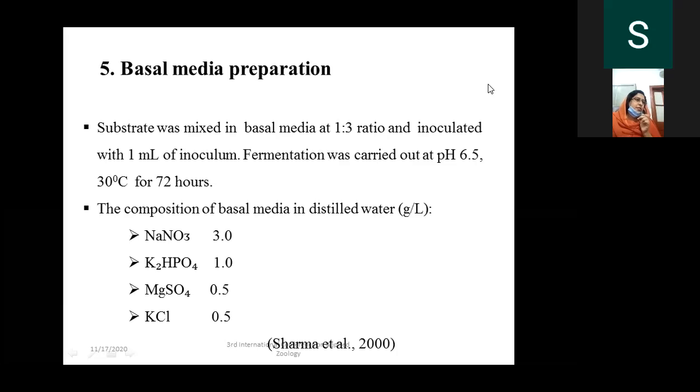For fermentation studies, the substrates of different plant leaves were mixed with the basal media at a 1:3 ratio, and the inoculum of 1 ml was added to start the fermentation. Fermentation was carried out at pH 6.5, temperature of 30 degrees centigrade, and for a time of 72 hours.